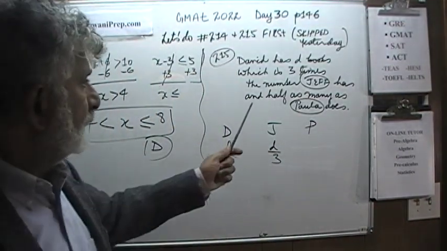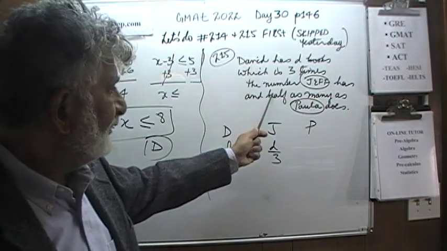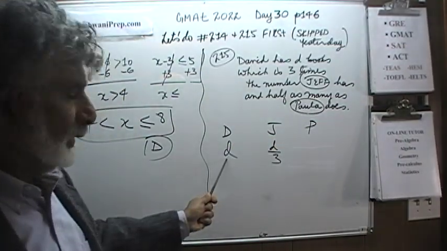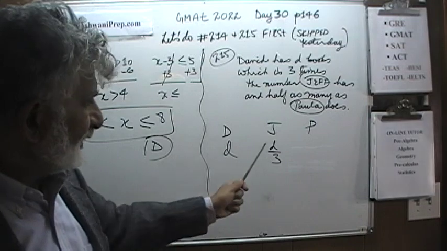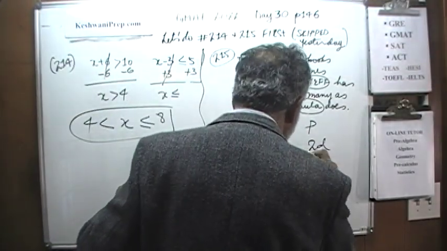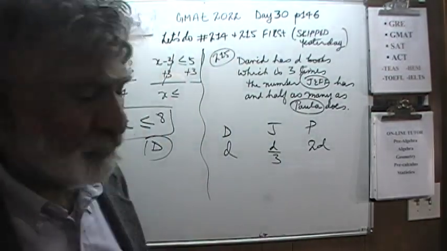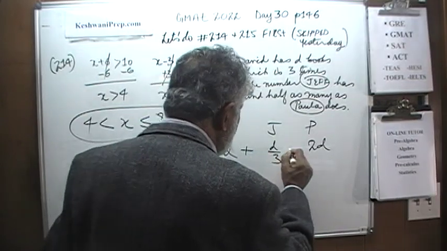And then they go on to tell us that David has half as many as Paula. But David we know has D books, and if that amount is half as many as what Paula has, then Paula must have 2 times D. And that's all it is. They're simply asking us to find the expression for the total number of books. Add them up and that's all it is.